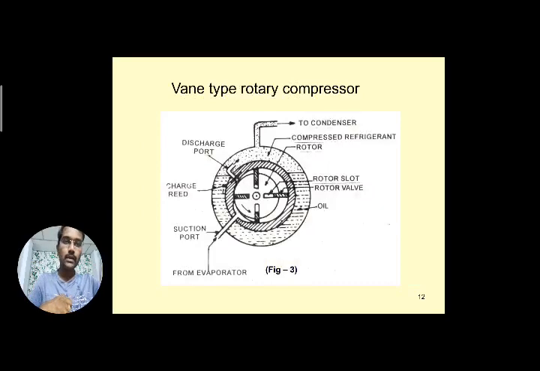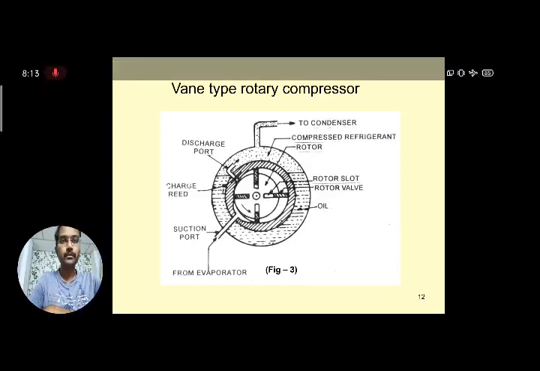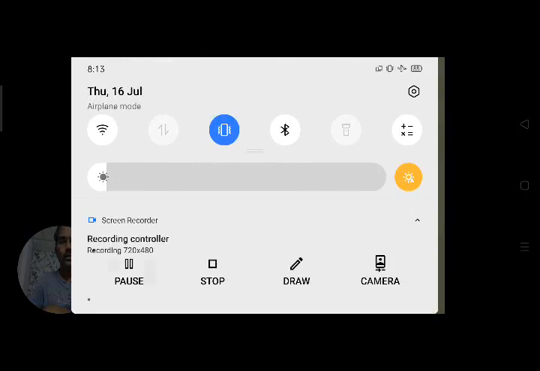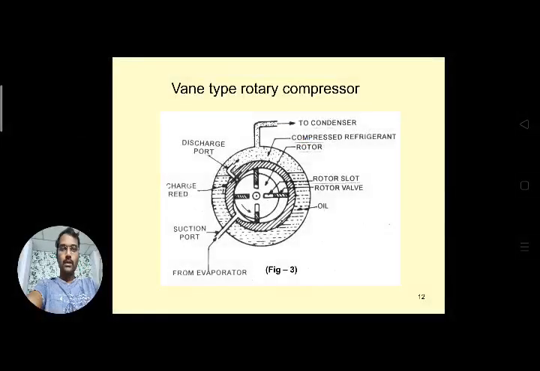Okay, so I hope you have understood the roller type rotary compressor. And next, for a while, observe the vane type rotary compressor. Just look at the diagram and consider what components are involved in that. You can see all the things here. So look at the components.